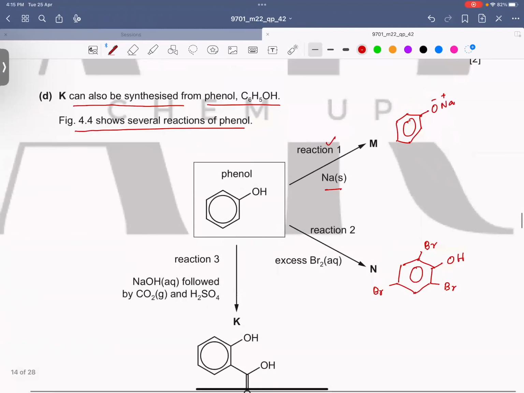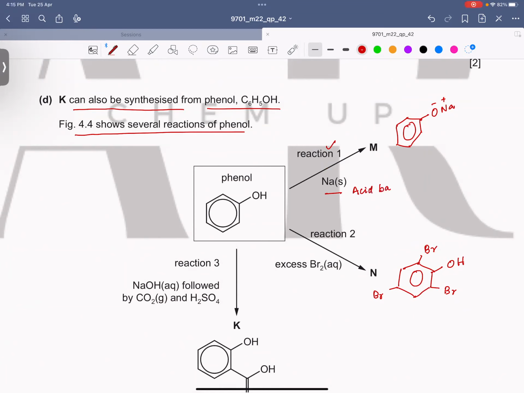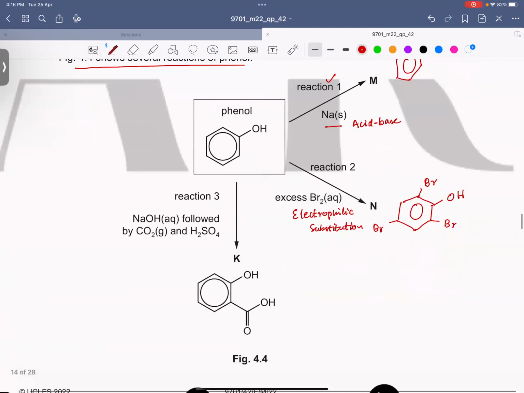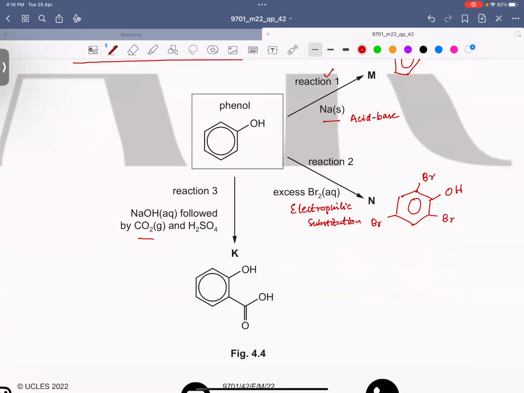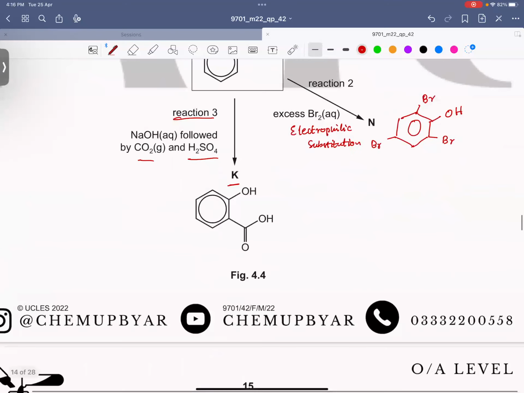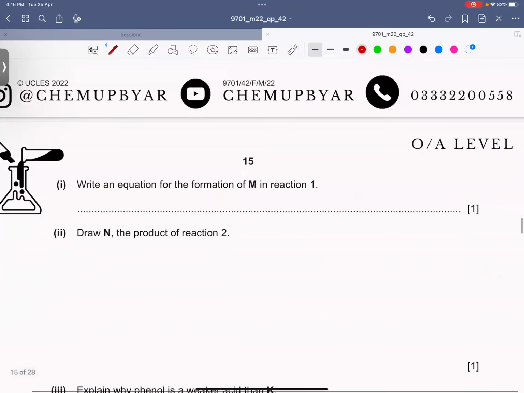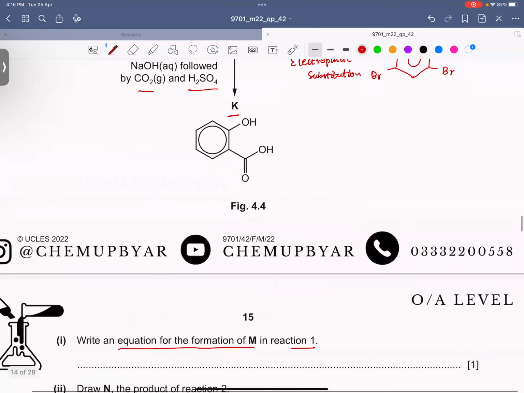And in reaction 3, so reaction 1 is basically an acid-base reaction. Reaction 2 is basically electrophilic substitution. And if we look at reaction 3, we have added sodium hydroxide, then carbon dioxide and sulfuric acid. Let's see, we are going to discuss this reaction 3 in a while. Okay, so write an equation for the formation of M in reaction 1.